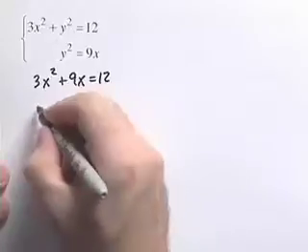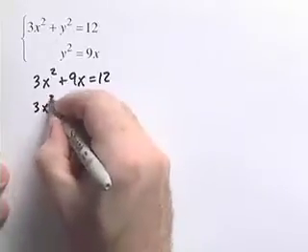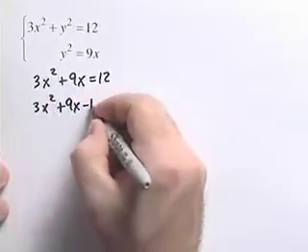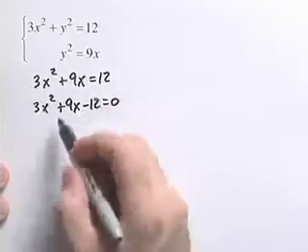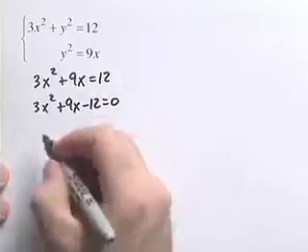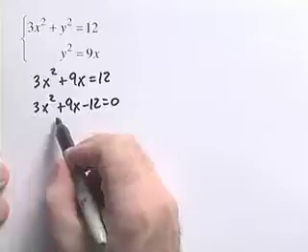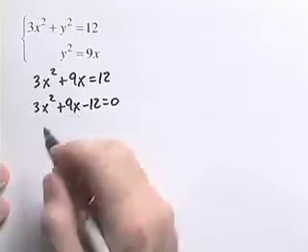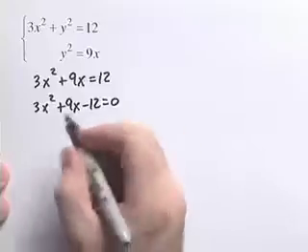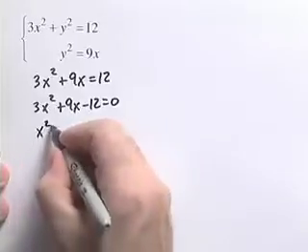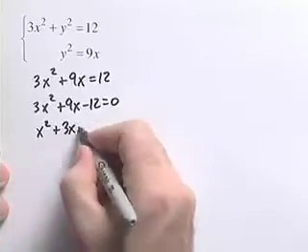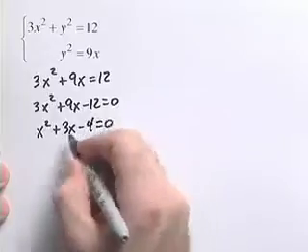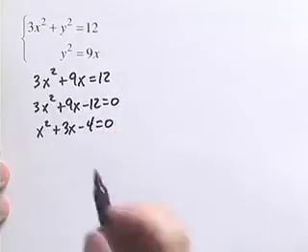We go ahead and subtract 12 from both sides. We'll get 3x squared plus 9x minus 12 equals 0. And then we can try to solve this by factoring. Before we do that, we'd like to go ahead and divide through both sides by 3, since each of these coefficients has a common factor of 3. If we do that, we'll get x squared plus 3x minus 4 equals 0, which gives us some smaller numbers to work with.